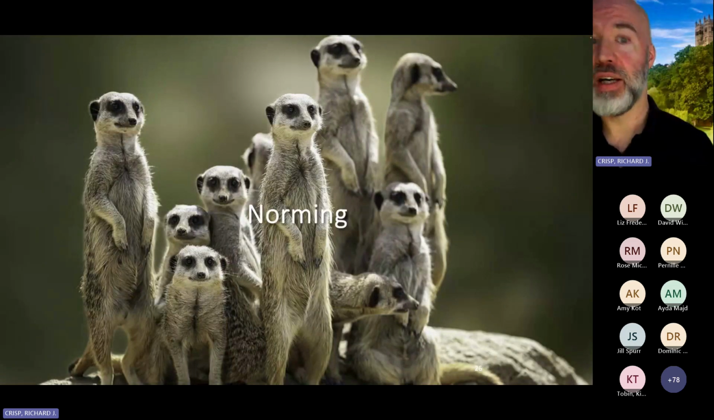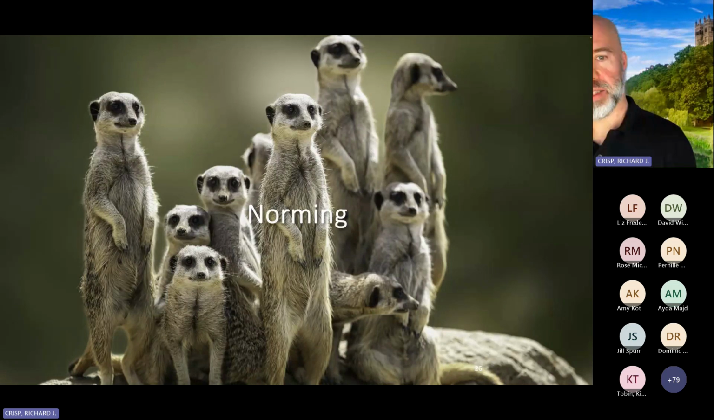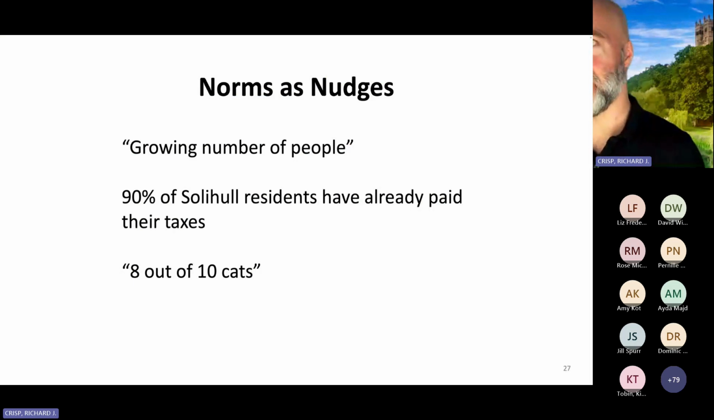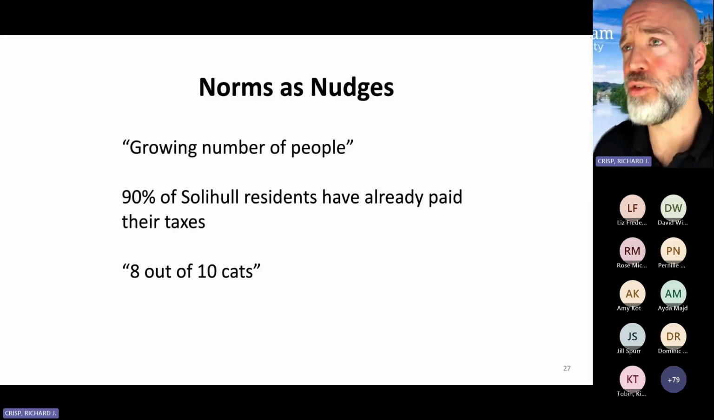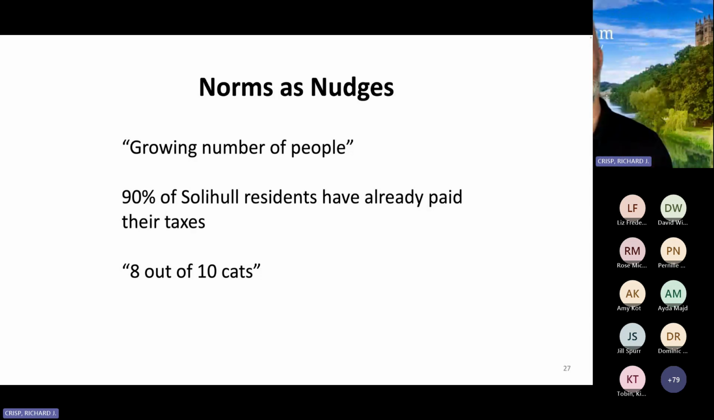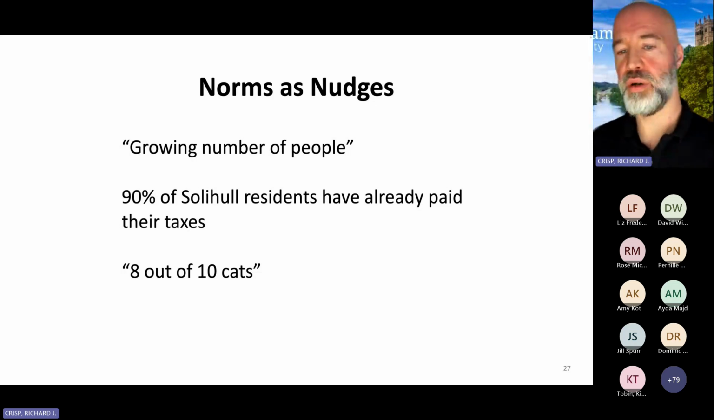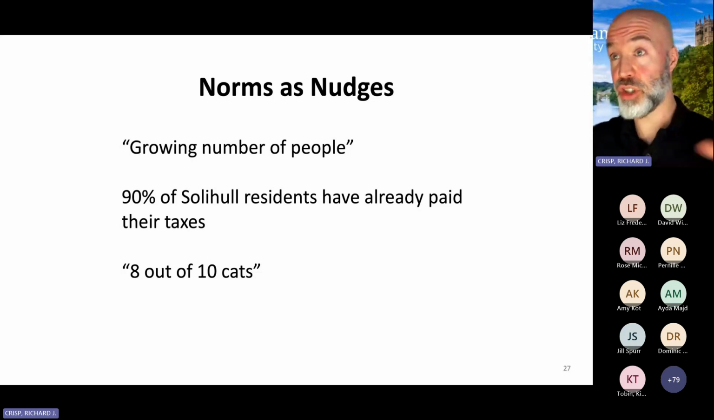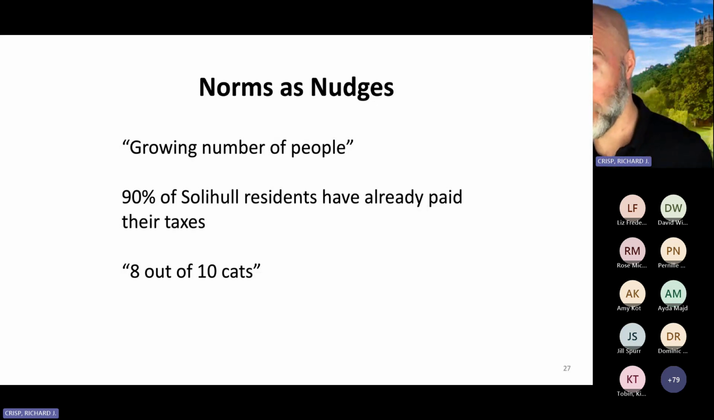And finally, norming. This is something which is pervasive, right? You'll see this in advertisements all the time. A growing number of people are switching to our shampoo. Take that HMRC example at the beginning. 90% of Solihull residents have already paid their taxes. There is a social norm here. Everyone else is doing it, right?